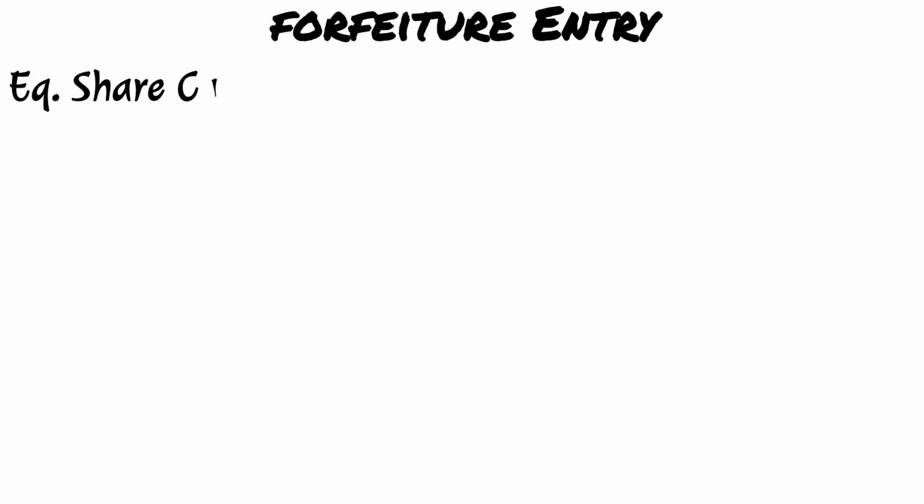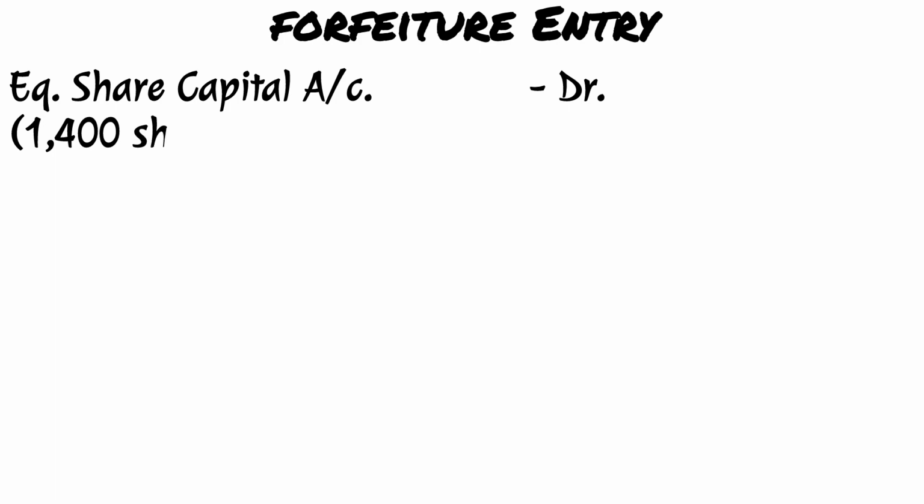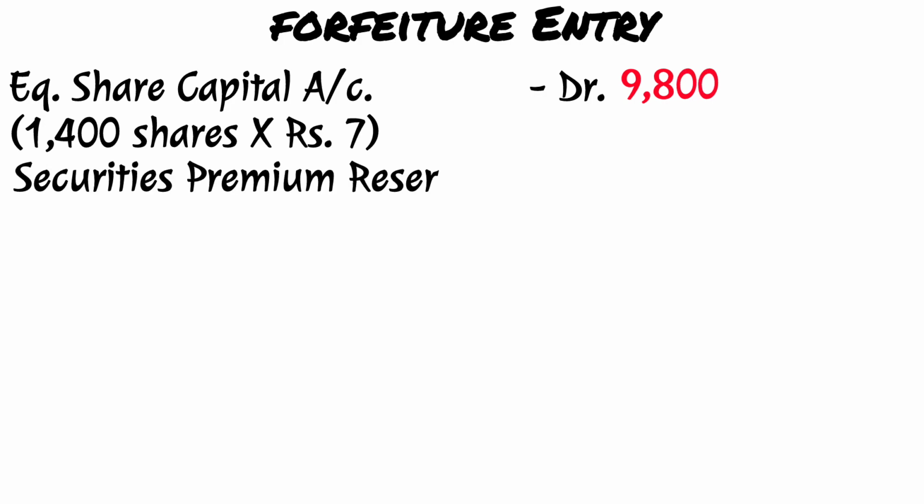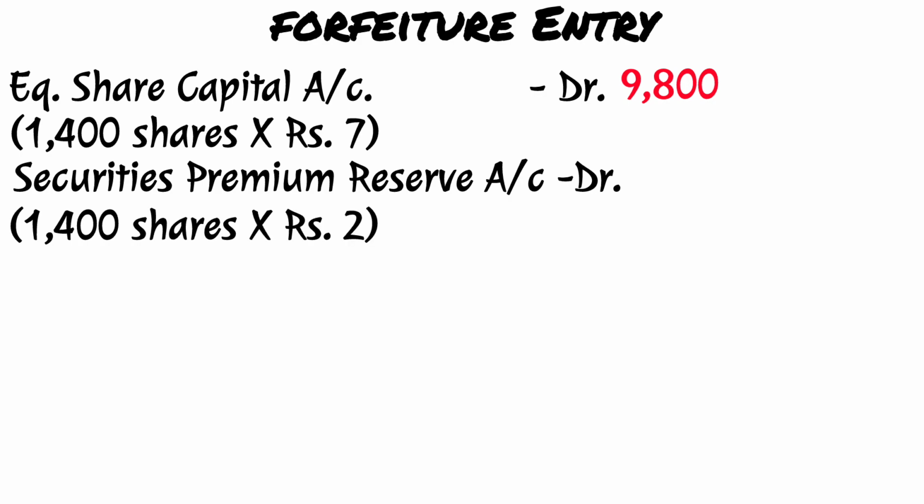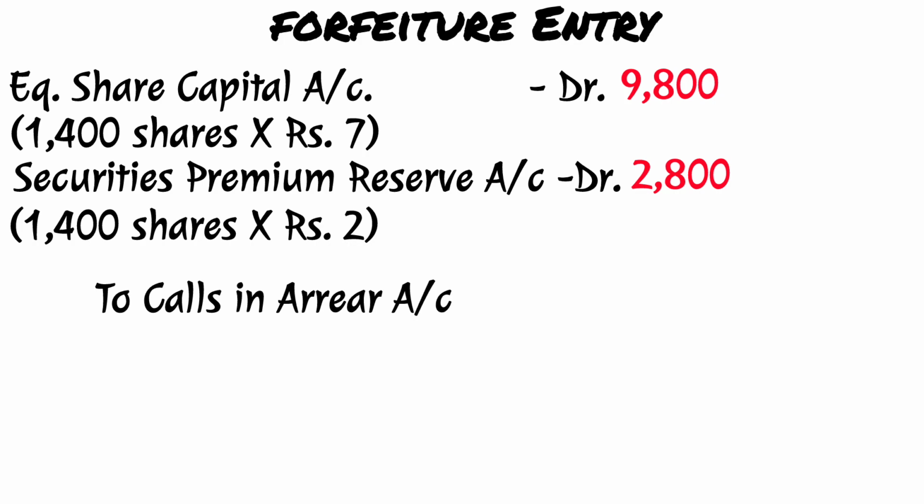Let's look at the journal entry at the time of forfeiture of his shares. Equity share capital account debit on 1,400 shares, till now rupees 7 was called up. We have to show the called up value, which is rupees 9,800. On these shares, the securities premium reserve, which was called up on 1,400 shares at the rate of rupees 2 each, is rupees 2,800.